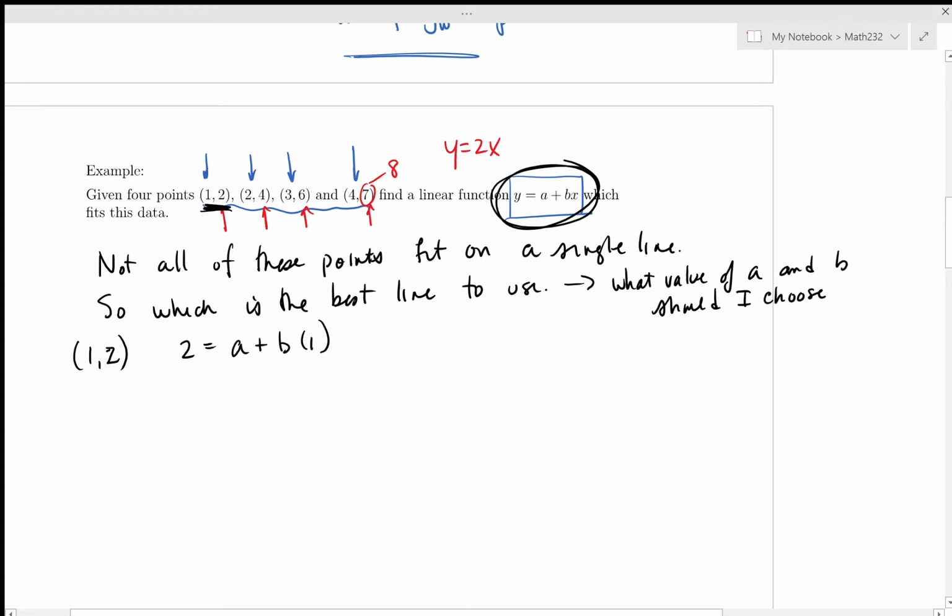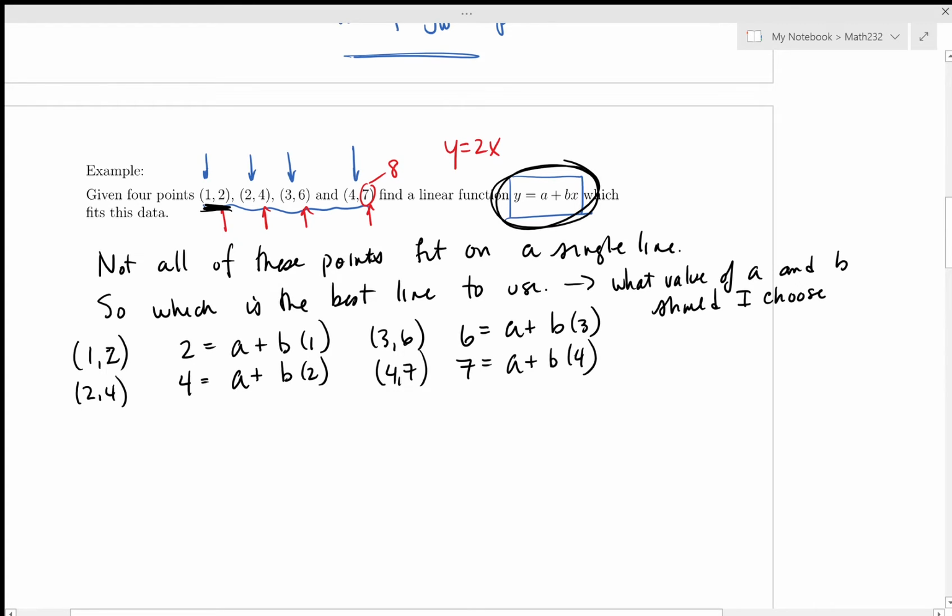Okay, and then also for the next data point, 2, 4, I should have that 4 is equal to a plus b times 2. Similarly for 3, 6, I should have that 6 is equal to a plus b times 3. And for 4, 7, I should have that 7 is equal to a plus b times 4.